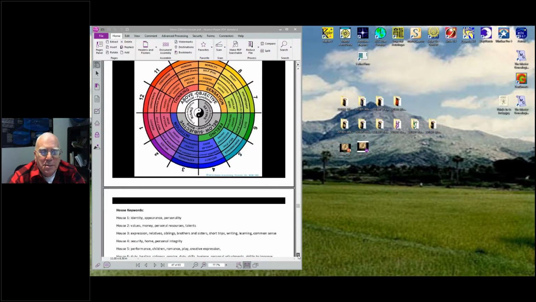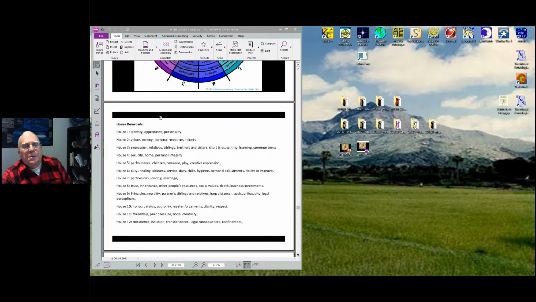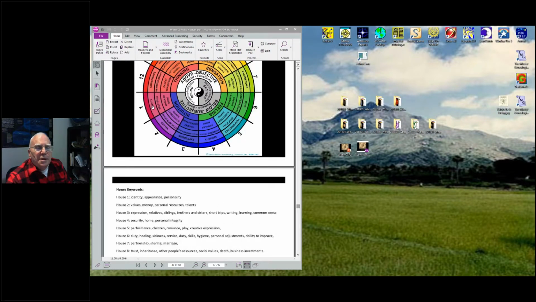Oh yeah, I do have the keywords on here. So here are some of the other keywords. On the main wheel, first house is identity. It also includes appearance or personality. There are a few more keywords I have to dig up. Second house is values: values, money, personal resources, talents, things at your disposal. So these are other categories that are identified with these areas.